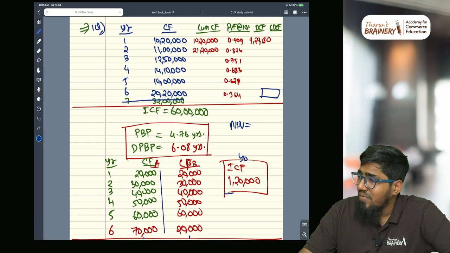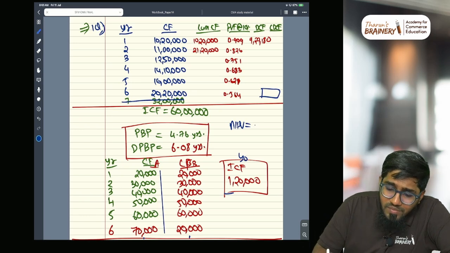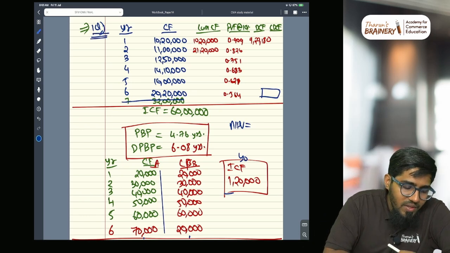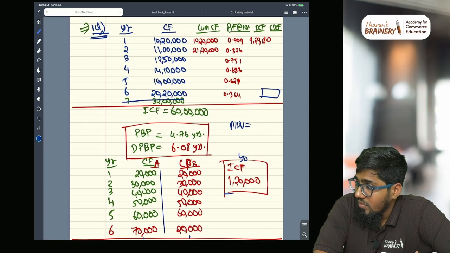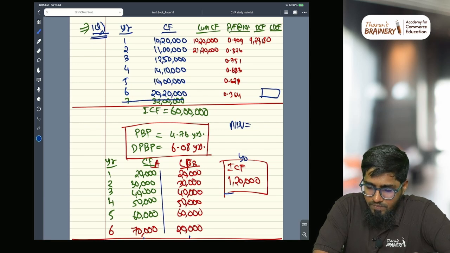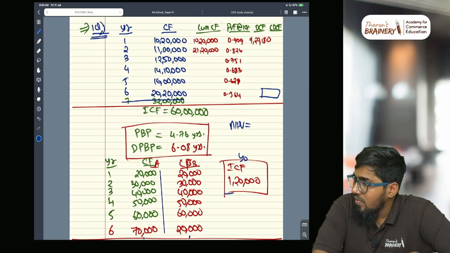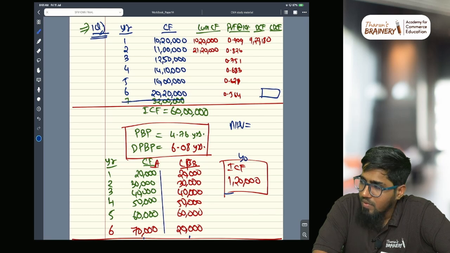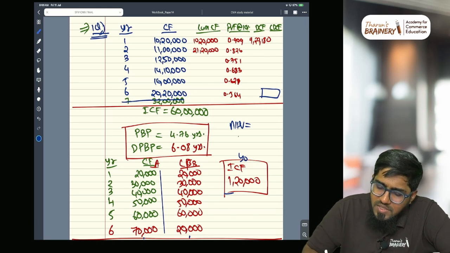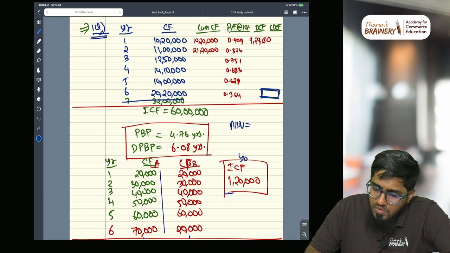What is the NPV? Everyone please calculate the NPV and tell me, for the first question, what is the NPV. First tell me what the discounted cash inflows are. What are the discounted cash inflows?